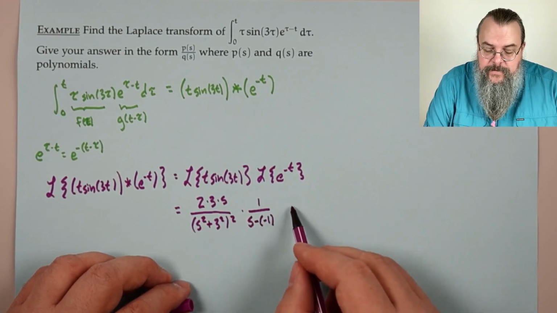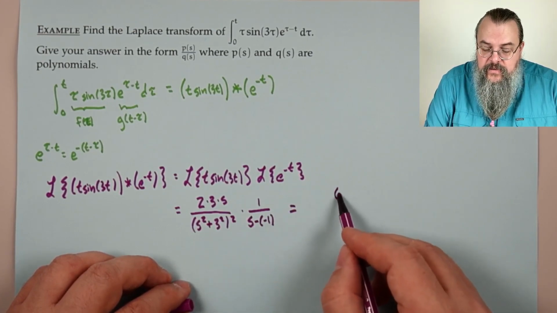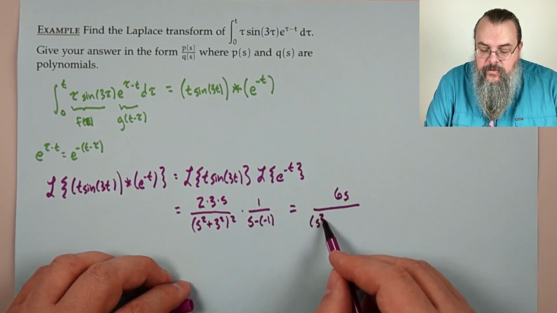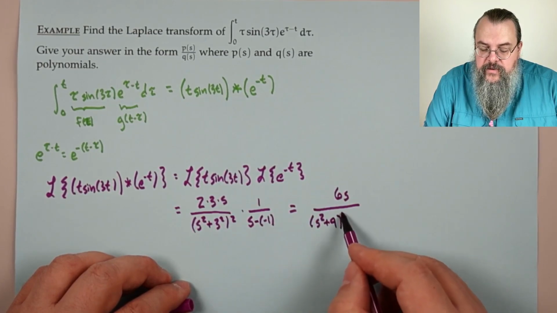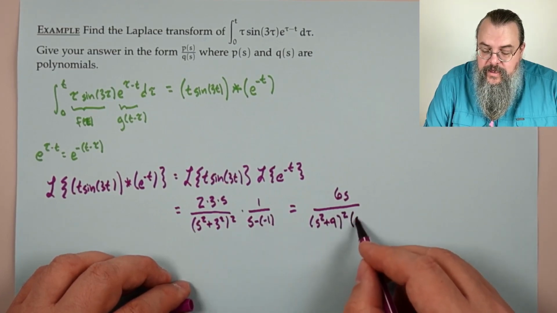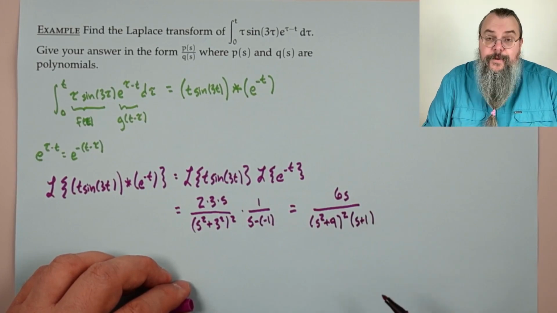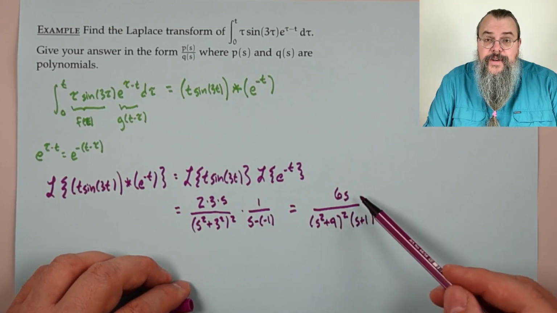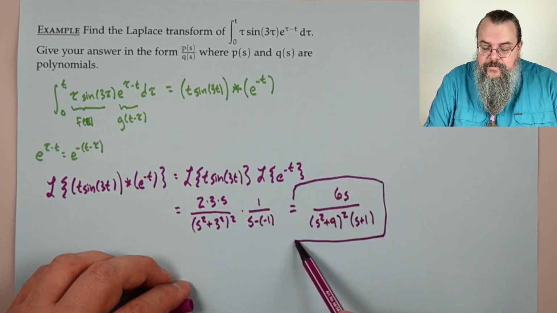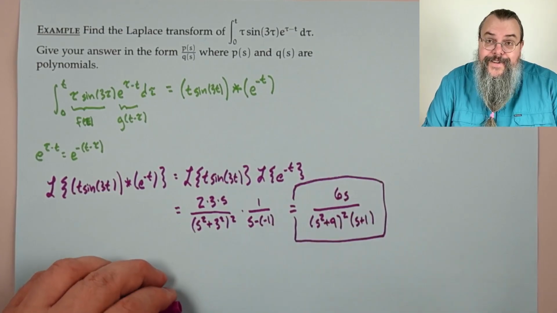All right, so what do we end up with? Well, upstairs we have 6s. Downstairs we have s squared plus 9, squared, right? And then times s plus 1. And what do you see? Polynomial upstairs, polynomial downstairs. And so we're done. That's it.